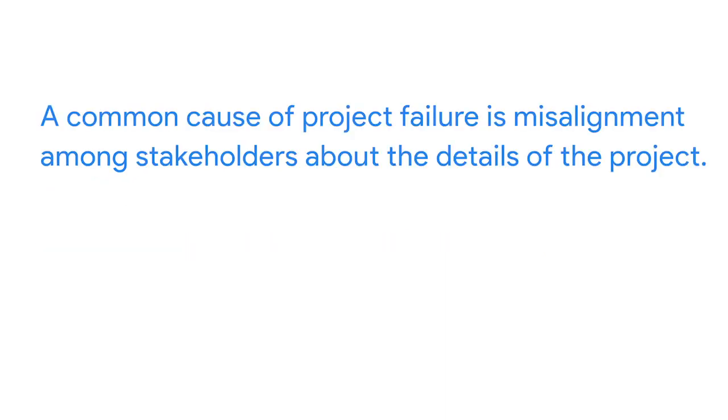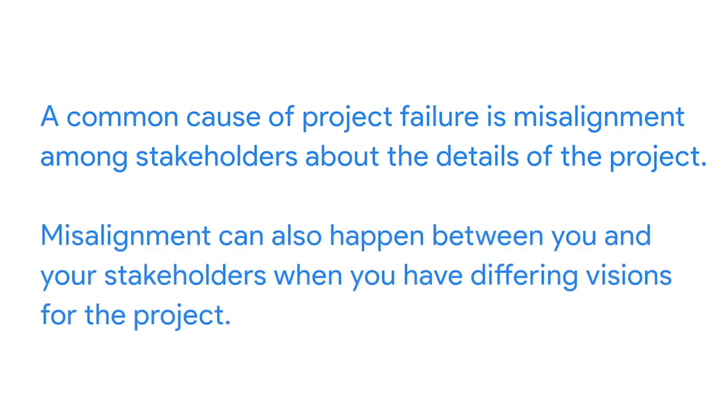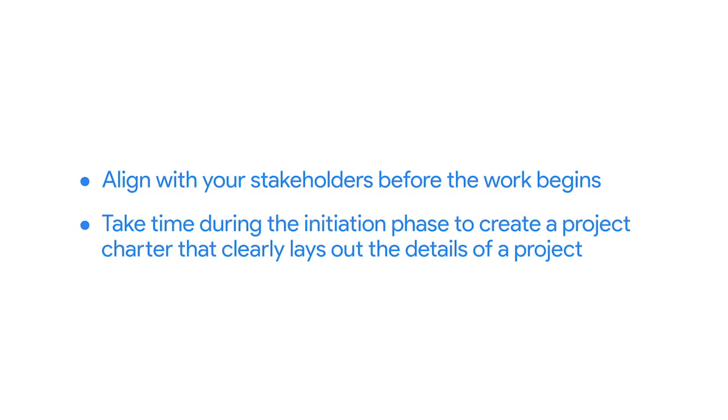A common cause of project failure is misalignment among stakeholders about the details of the project. Misalignment can also happen between you and your stakeholders when you have differing visions for the project. That's why it's so important to align with your stakeholders before the work begins. Stakeholders generally aren't involved in the day-to-day tasks of project execution, so it's crucial to take time during the initiation phase to create a project charter that clearly lays out the details of a project. This helps ensure that the team is working toward the outcomes expected by all of the stakeholders, and not just some of them.